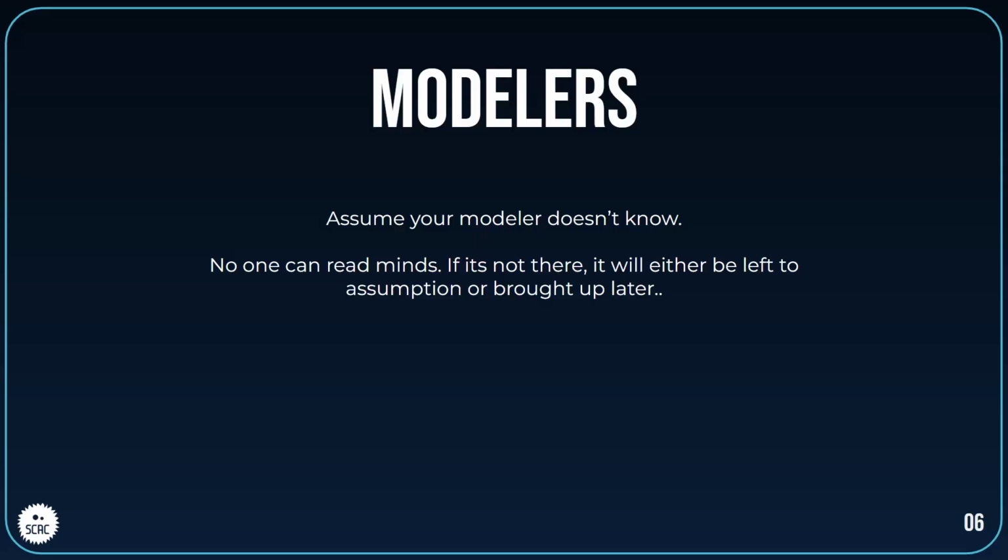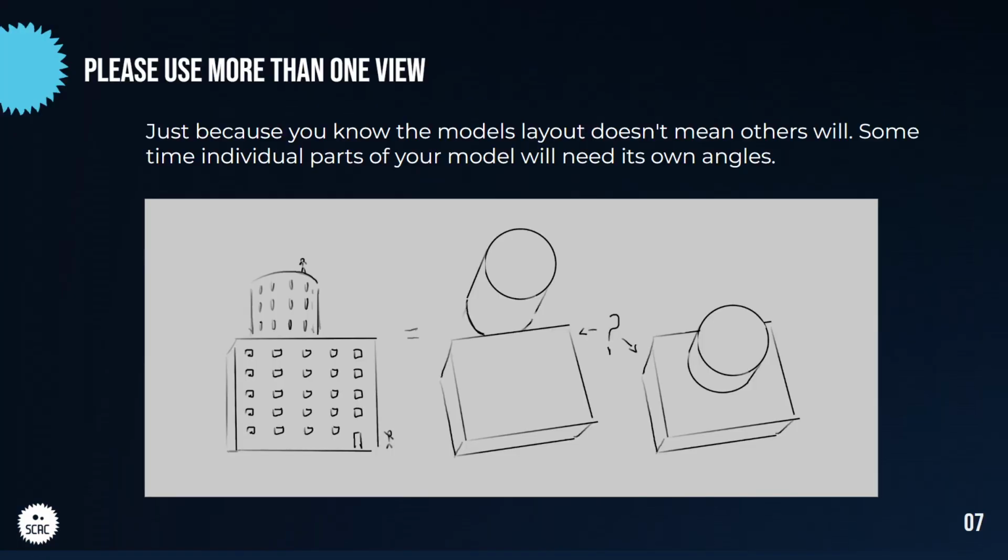But to start off, I want to talk about modelers. Always assume your modeler isn't going to know, because there isn't really a way for them to know unless you tell them. So make sure you stick with the basics. Like, if you don't show something from another view, they're not going to be able to read your mind. I know this is a really simple example, but keep in mind how quickly something can get lost in translation.